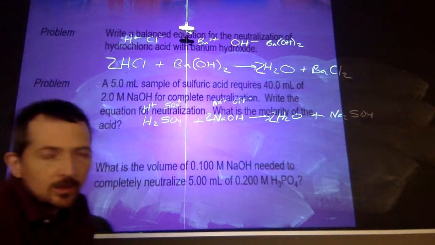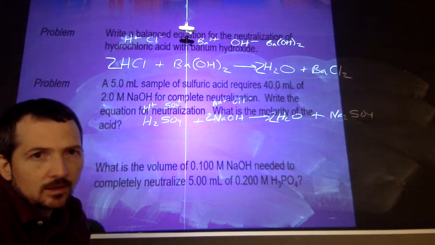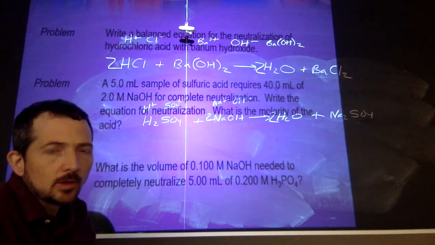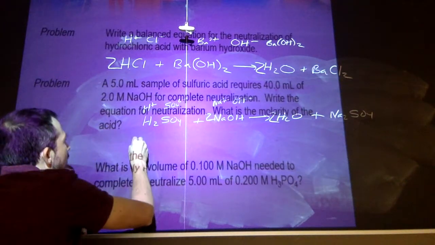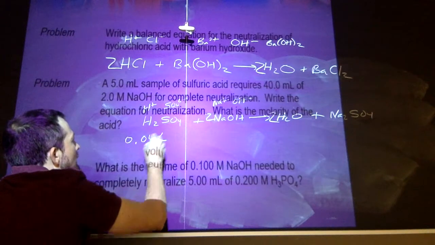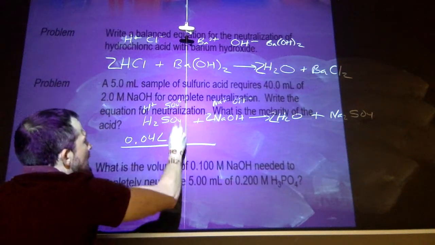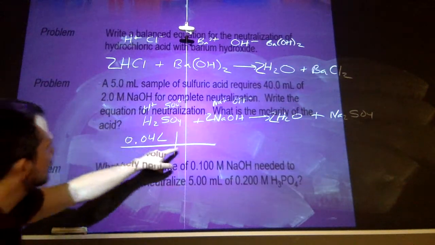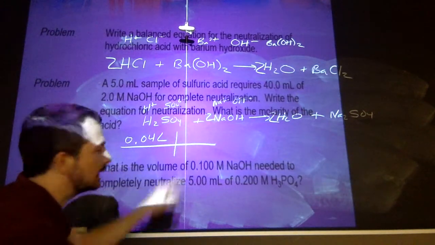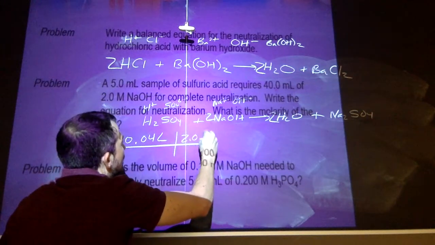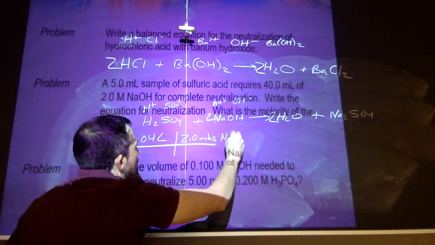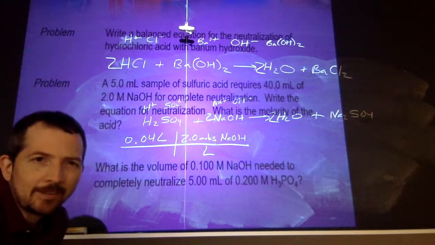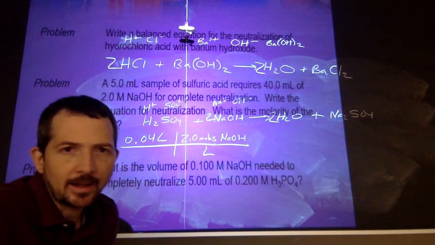So 40 milliliters of sodium hydroxide. I'm going to convert that to liters so I can use the molarity as a conversion factor. Remember, that's moles per liter. So 40 milliliters, 0.04 liters. And 2 moles per liter sodium hydroxide. So moles would be on top, so liters can cancel. So that's how I find the number of moles of sodium hydroxide I have.